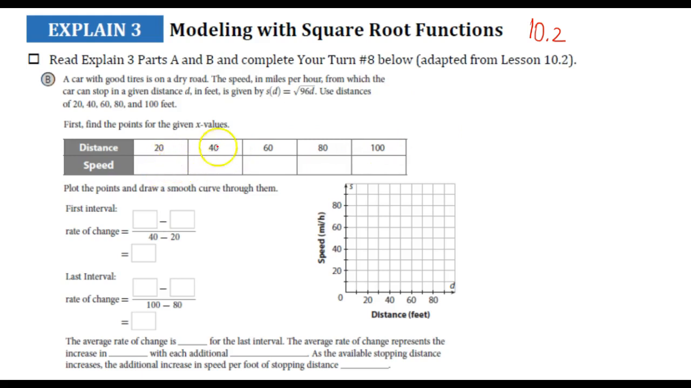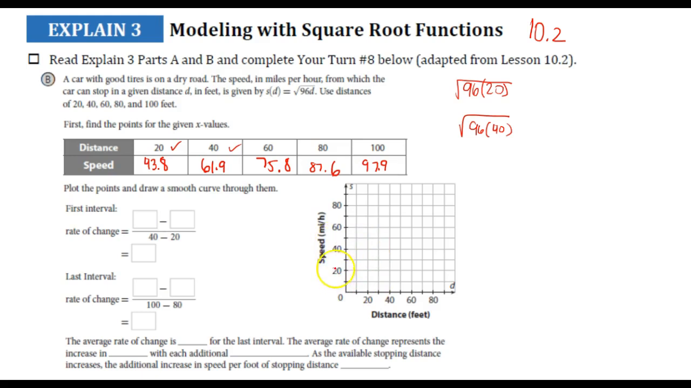So on our calculators we could calculate each one of these: 96 times 20, square root that, 96 times 40, square root that, and essentially we're doing that for each one of these values. So take some time and do those calculations. And if you took the time to do those calculations, as I asked, that would be about 43.8, 61.9, 75.8, 87.6, and about 97.9.